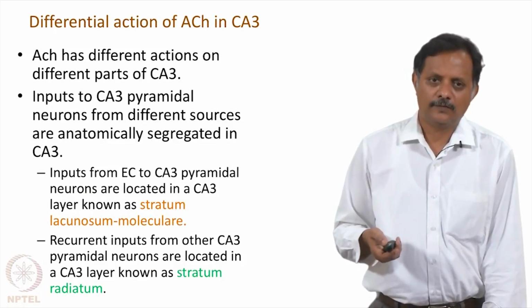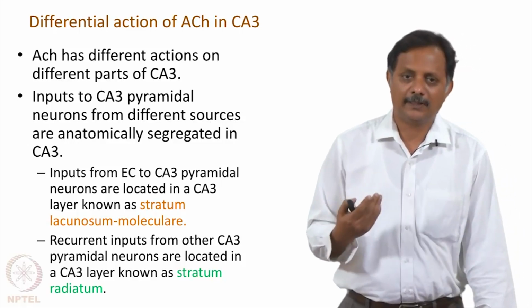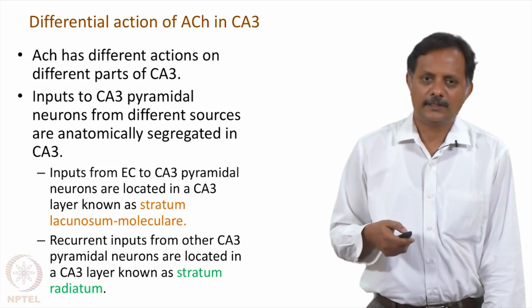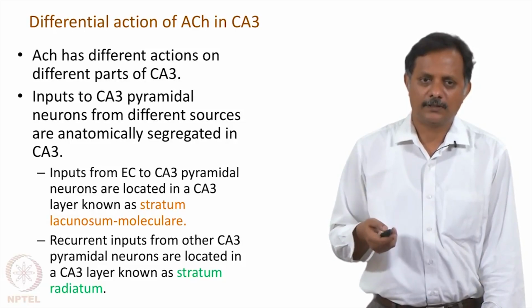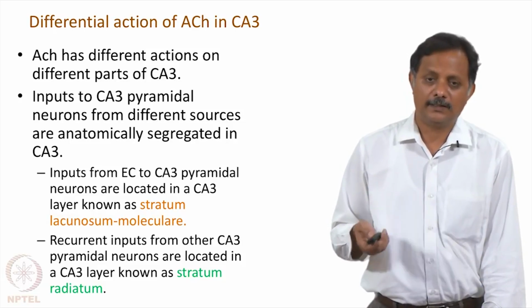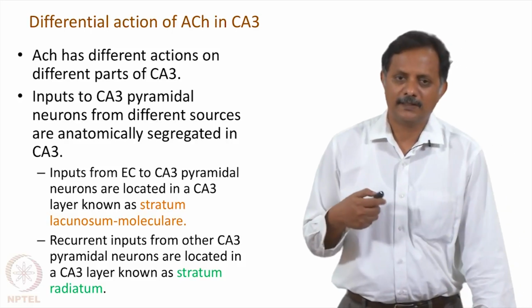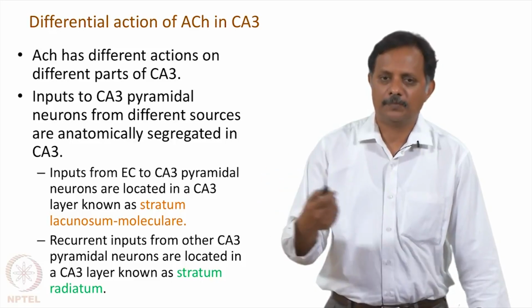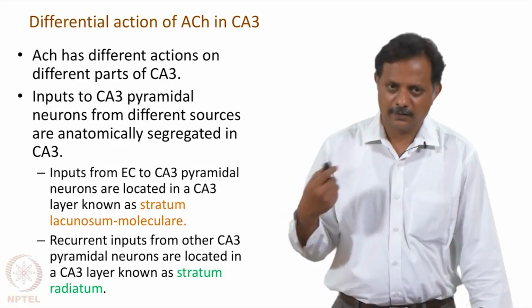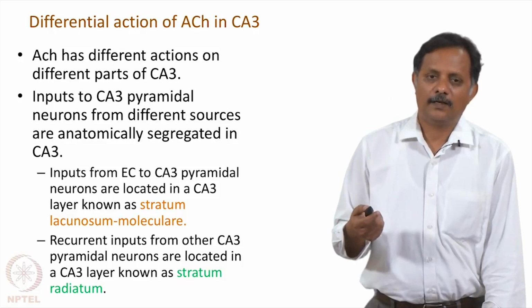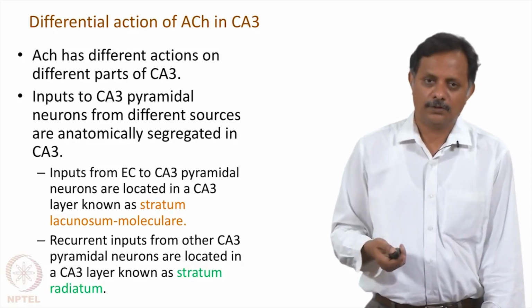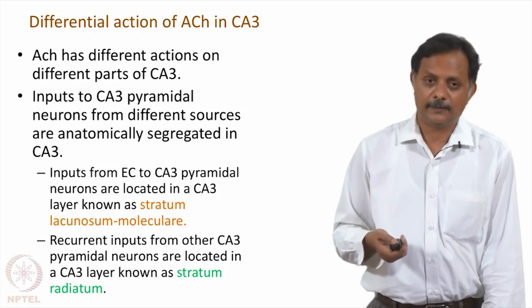Within CA3, if you look at the microscopic connectivity of neurons, input to the CA3 pyramidal neurons from different sources are anatomically segregated. For example, a given CA3 pyramidal neuron receives inputs from other CA3 pyramidal neurons. These are the recurrent connections within CA3, and it also receives input from the EC. These are the external inputs to the pyramidal neurons of CA3.